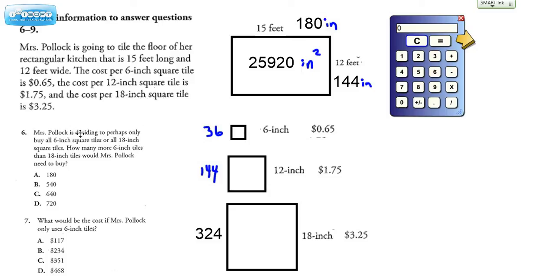All right, now that we have that information, let's take a look at the questions. Question number 6, they're talking about a 6-inch square tile or an 18-inch tile, and they want to know how many more you would need of one than the other. Well, what we need to do is find out how many of these we would need to fill in this. One way to do that is to take the area of the kitchen, 25,920, and divide it by how many square inches that is, 36, and we get this. So that means we need 720 tiles to cover the floor.